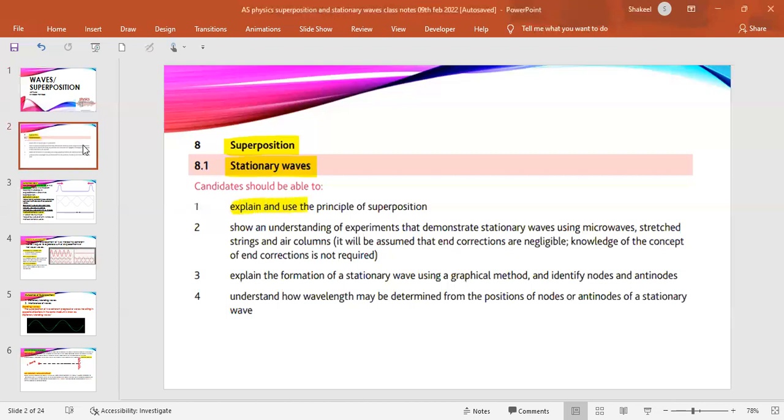So what we have to do is we have to first see what is principle of superposition or what is superposition. Then we have to see how standing waves or stationary waves are formed in all types of waves, like in microwaves, in radio waves, in ropes or in water. Then we have to see the graphical method to form stationary wave, and then we have to talk about their specific parts like nodes and antinodes. And then we have to measure the wavelength of the standing wave with the help of nodes or antinodes.